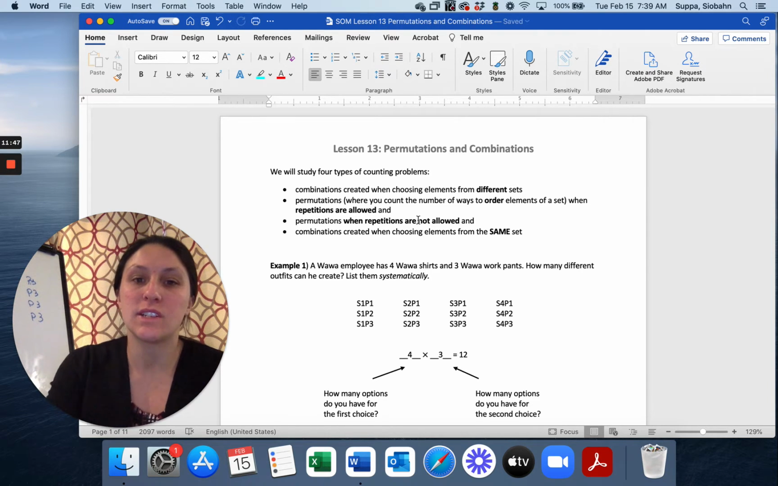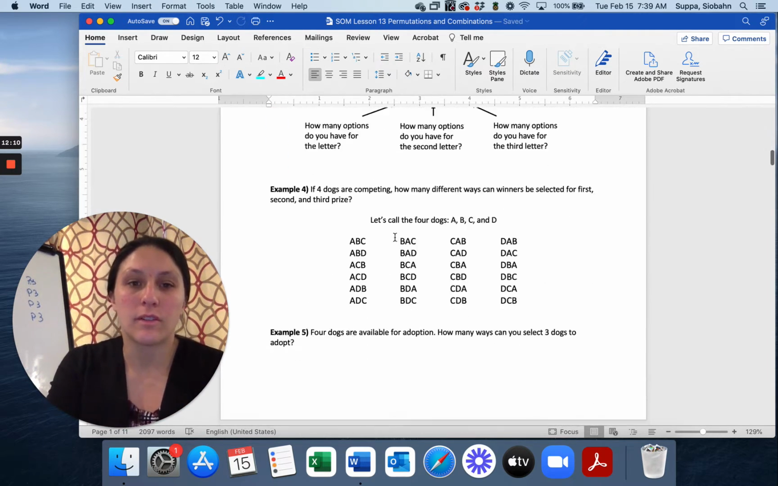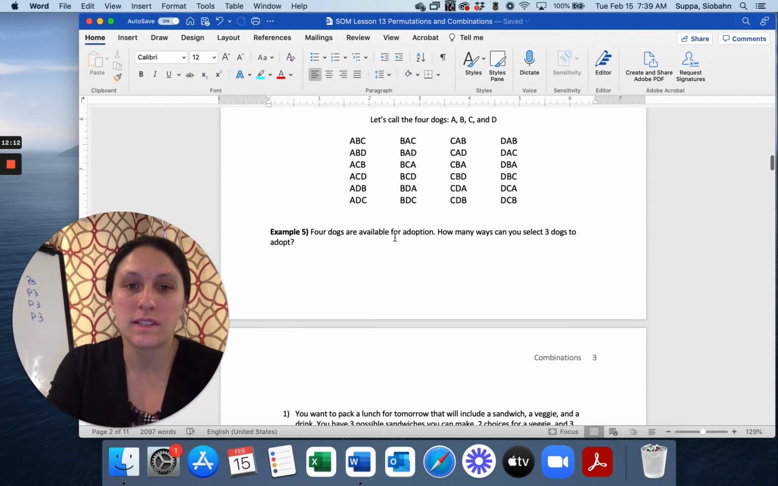So again, permutations mean order matters. If it's your ID badge, it matters the order of the numbers or the letters. If it's winners of a race, it matters who wins first. The last type of problem is combinations, which mean order does not matter when choosing elements from the same set. These are the hardest types of problems, in my opinion. So we're going to go through these with 2 examples.